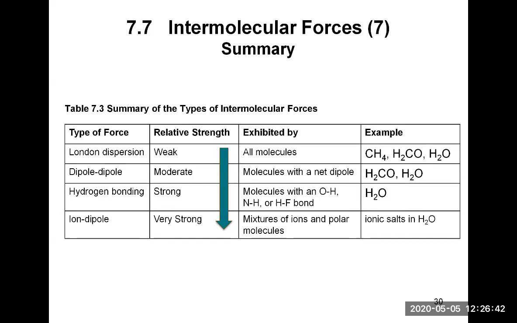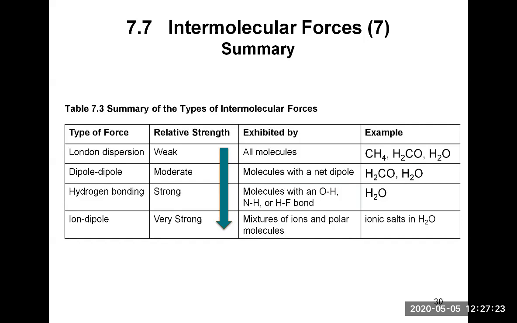Hydrogen bonding is the strongest of those three, and only molecules that have a hydrogen bonded to an oxygen, or bonded to a nitrogen, or bonded to F will be able to do hydrogen bonding. And so out of our first three examples, methane cannot experience hydrogen bonding, and formaldehyde neither, because the hydrogens are bonded to carbon, not to an oxygen, a nitrogen, or fluorine. So only water in those examples can make hydrogen bonds between molecules of water.